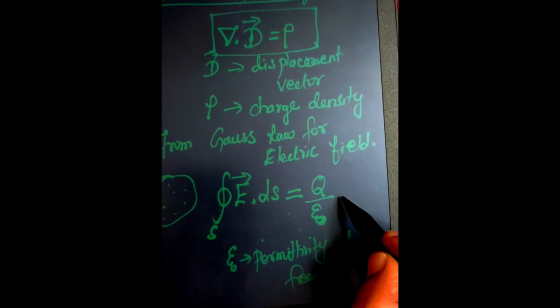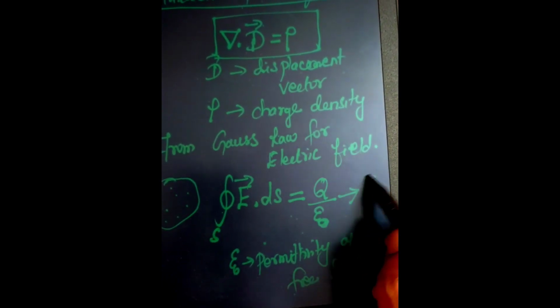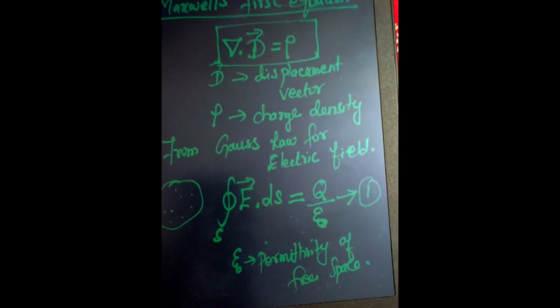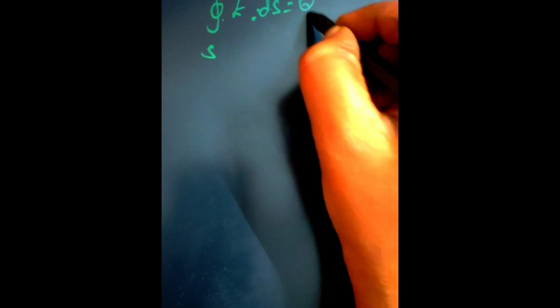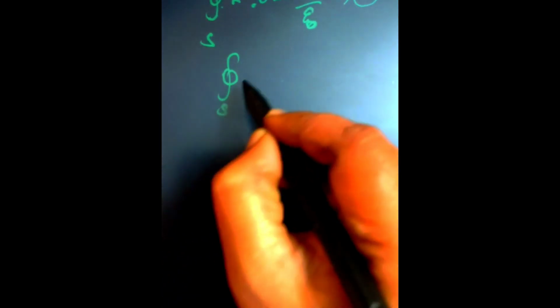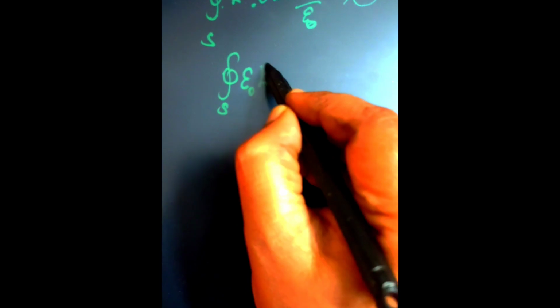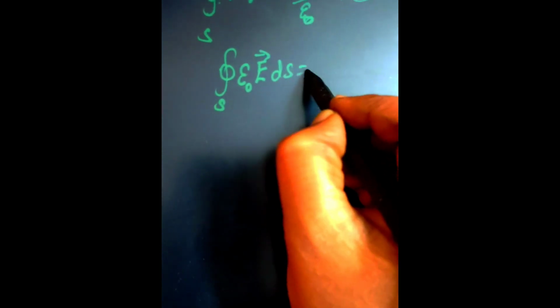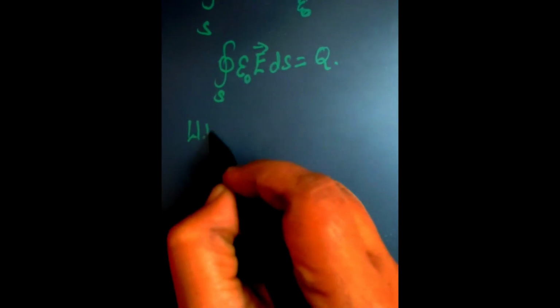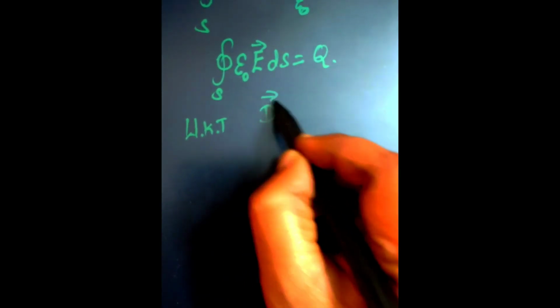Now we are going to find Maxwell's equation using this Gauss law for electric field. Let that be the first equation. From this first equation, the surface integral of the electric field vector is equal to q by epsilon naught. From this we'll be solving and getting Maxwell's first equation. Here epsilon naught on the right hand side is taken to the left hand side, where it comes as multiplication. So the surface integral of epsilon naught E vector dot ds is equal to q.